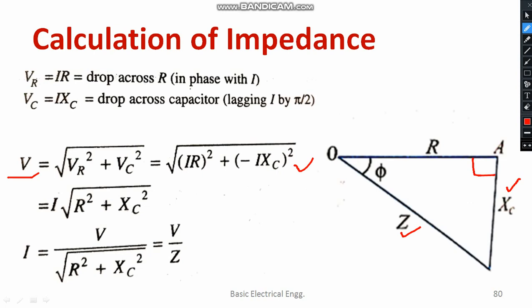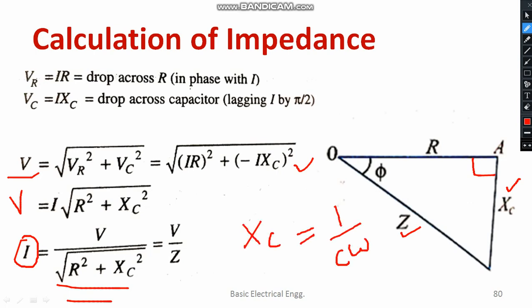Therefore, we can write that voltage is equal to I, taking current outside, into square root of R square plus Xc square. Therefore, we can calculate the current I is equal to V divided by square root of R square plus Xc square. Therefore, we can write V divided by Z, where impedance Z is equal to square root of R square plus Xc square, where Xc is equal to 1 by C omega. Omega can be written as 2 pi f, so Xc is 1 by C into 2 pi f. I hope it is clear.